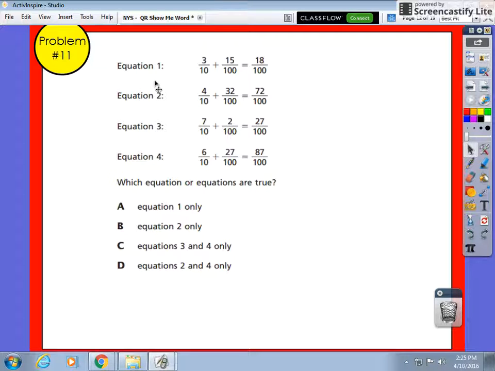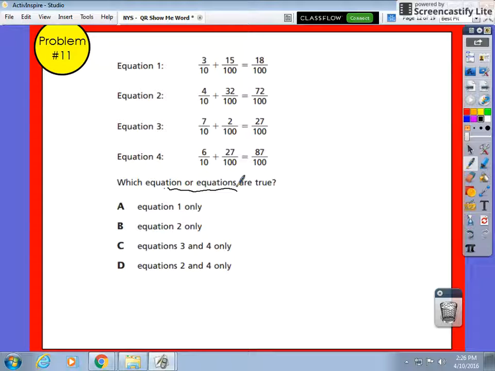plus 1500 equals 1800. Equation number 2 says 4/10 plus 3200 equals 7200. Equation 3, 7/10 plus 2/100 equals 2700. Equation 4, 6/10 plus 2700 equals 8700. And they're asking which equation or equations are true. So there could be more than one equation that is true.